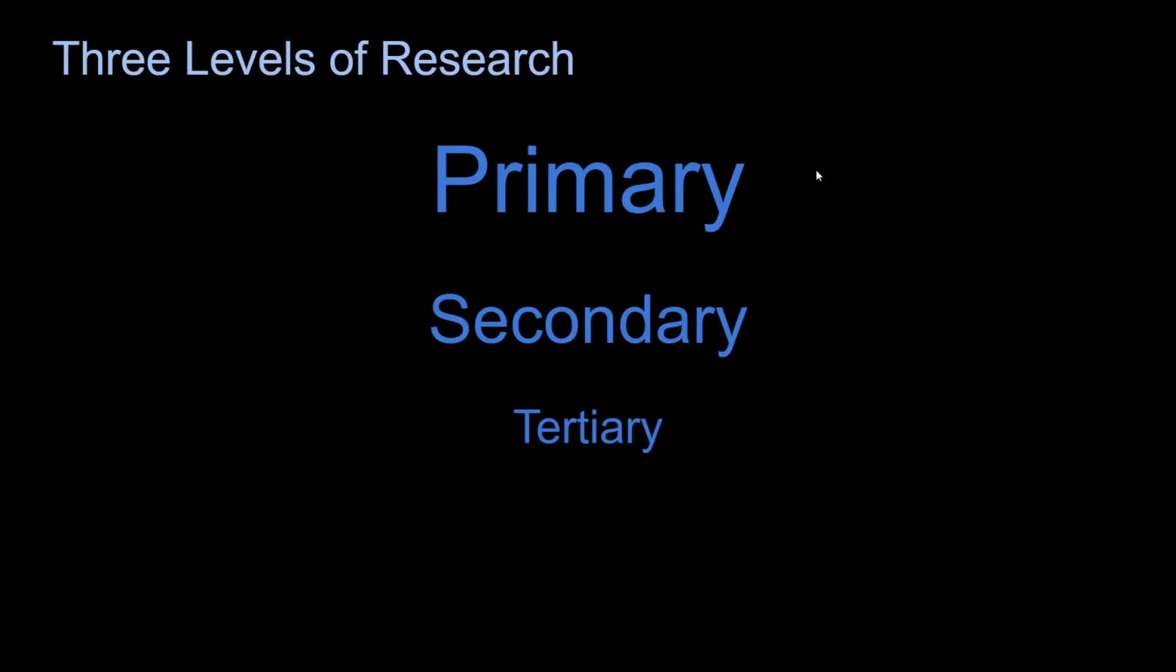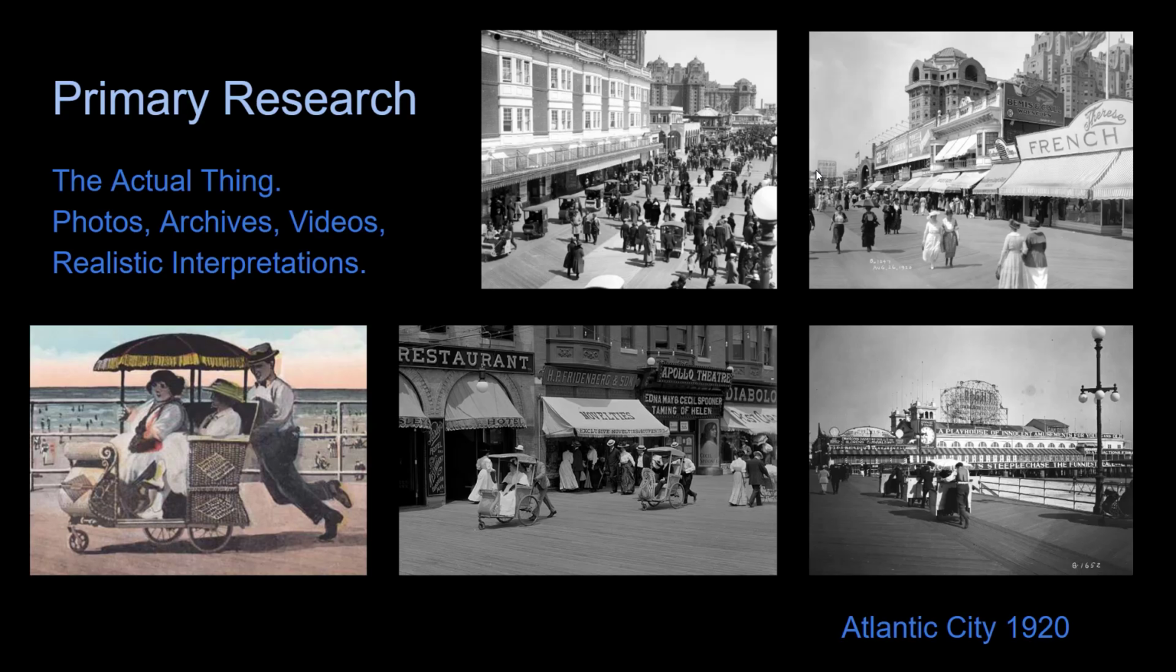There are 3 different levels of research that you will do for a visual project: primary, secondary, and tertiary research. Primary research is an image of the actual thing. Typically in our work, that means a photograph of the artifact, object, or scene. This is considered primary because it's devoid of artistic interpretation.